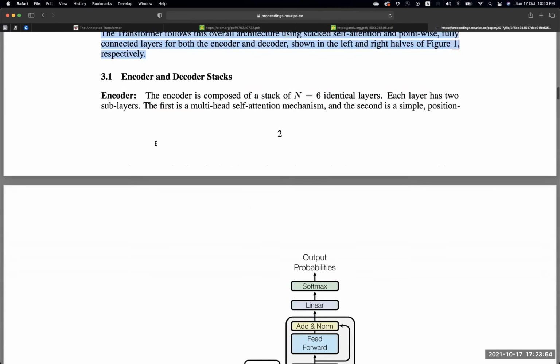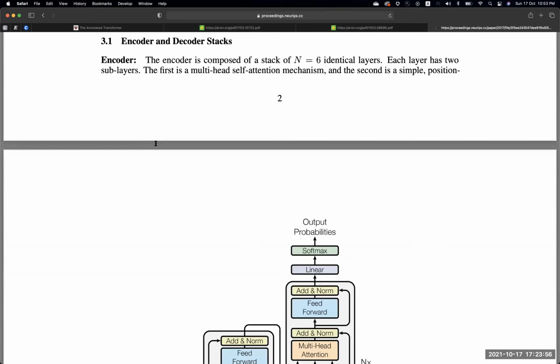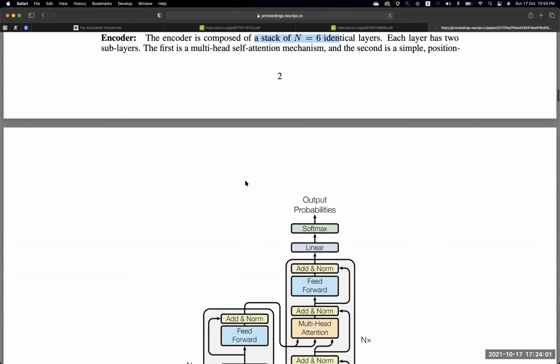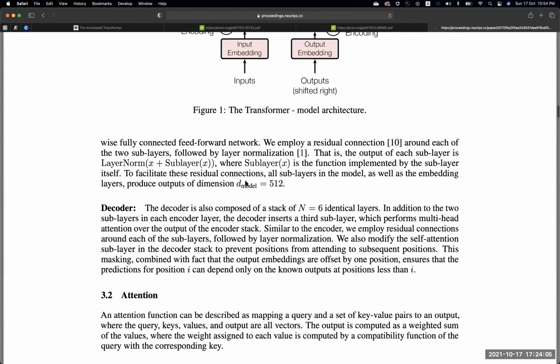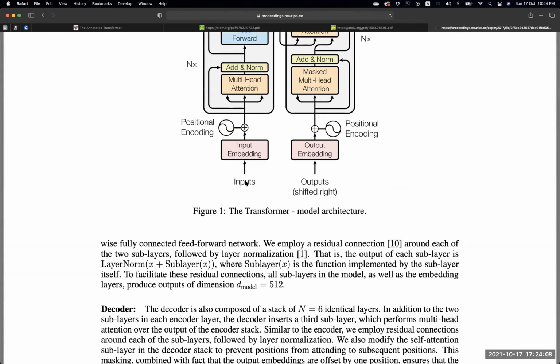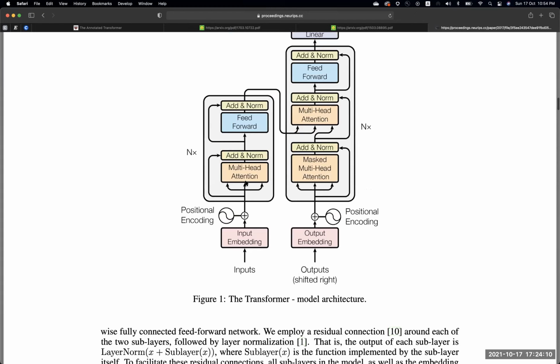Now coming to the encoder and decoder structure. I won't go into the numbers exactly, like the stack N equal to 6. I will just go over the basic architecture, and I would like to start with this image first. As you can see, the left side is the encoder and the right side is the decoder. There are multiple encoders, for multiple sequences. It's not shown here, but that can be assumed.